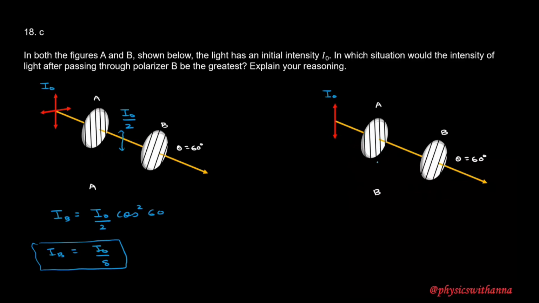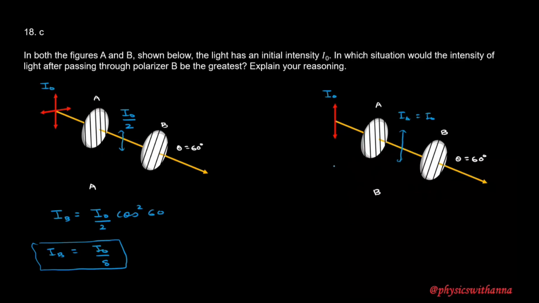Polarizer A is also vertically aligned, so it doesn't block any light. It lets all of the light pass through. So intensity coming out of A will be equal to I naught and not I naught by 2. You can also apply Malus's law to check this.